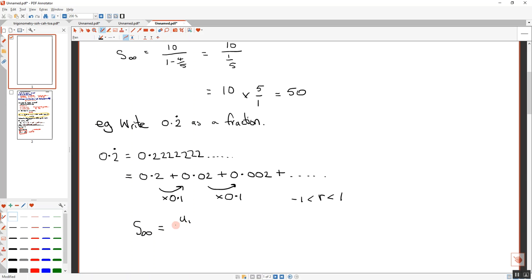I'm going to write it down again. Now remember, you're given the formula. You do not need to remember it. What is u1? 0.2. I'm doing 1 subtract what's r. Okay, good. What is 1 take away 0.1?